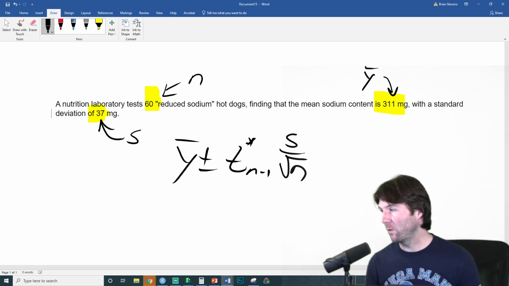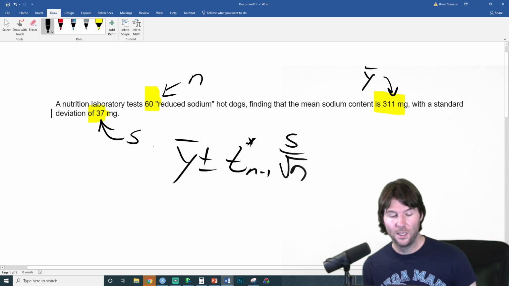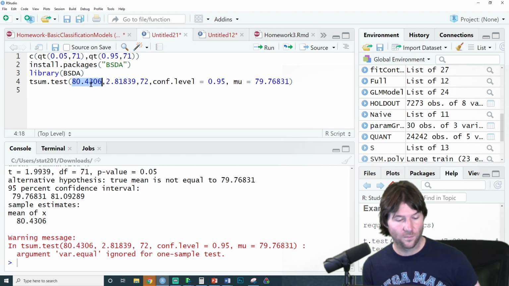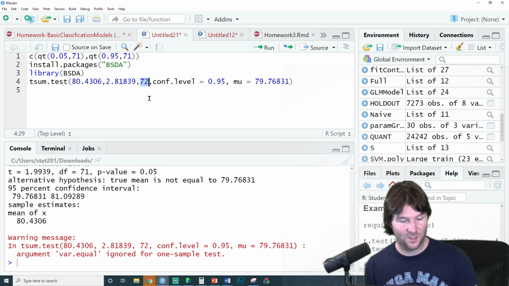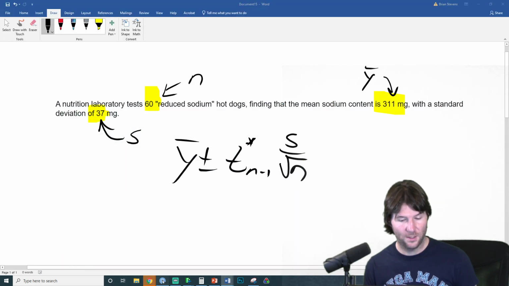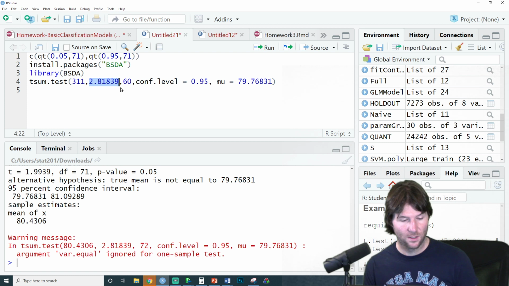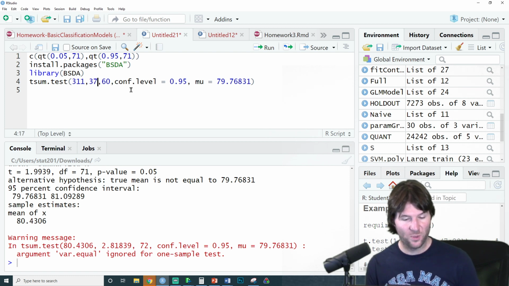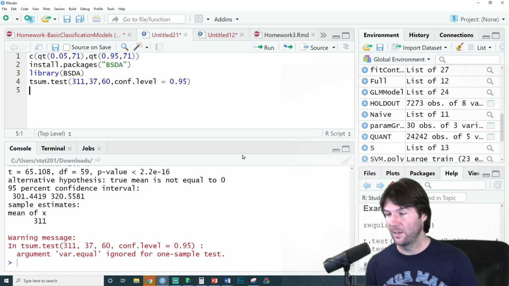Now, we're going to show off some of the power of coding real briefly, because Connor, who was just here, showed us something really cool. We've got 60, 311, and 37. 60 is the sample size, 311 is the sodium, and 37 is the standard deviation. If it wants a 95% confidence level, we go right here, and here's the confidence interval.